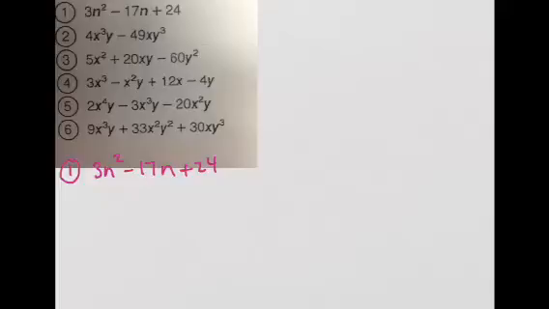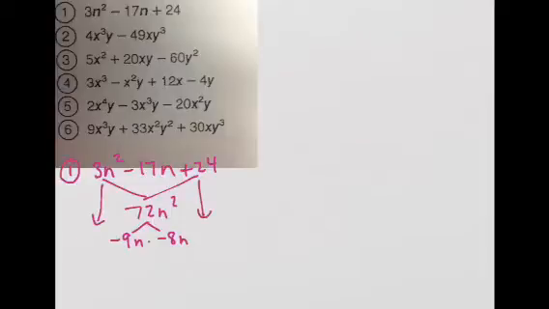So for number 1, the GCF is 1, so we're not going to factor anything out because it's just 1. So what you do is you multiply first and last, and that gives you 72n squared, and you're looking for factors of 72 that add up to negative 17. And those factors are negative 9 and negative 8. Okay, so we did this earlier on.